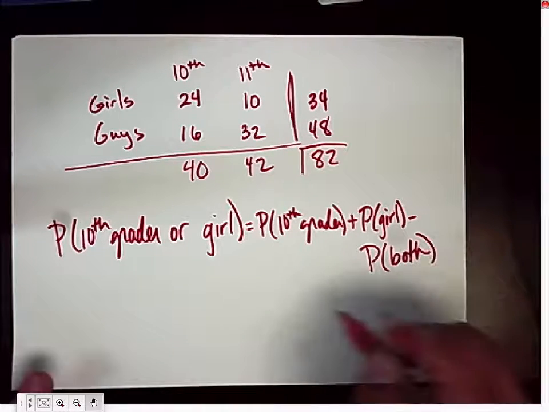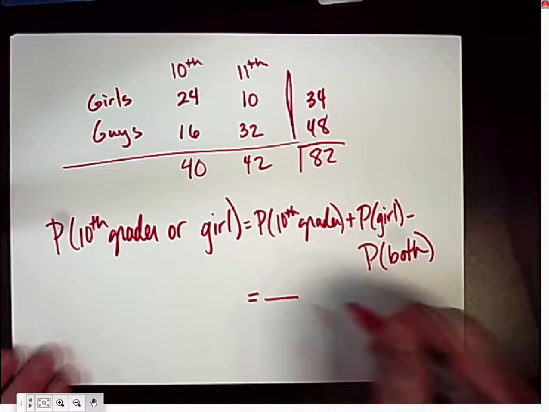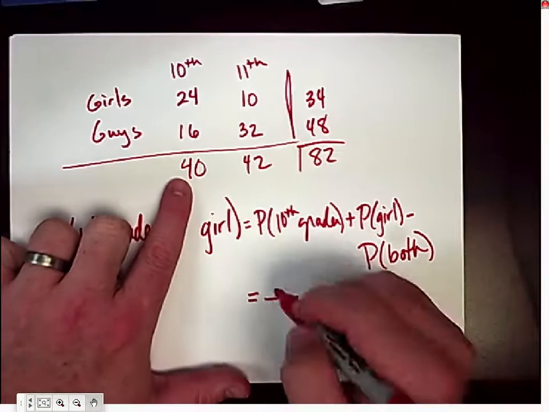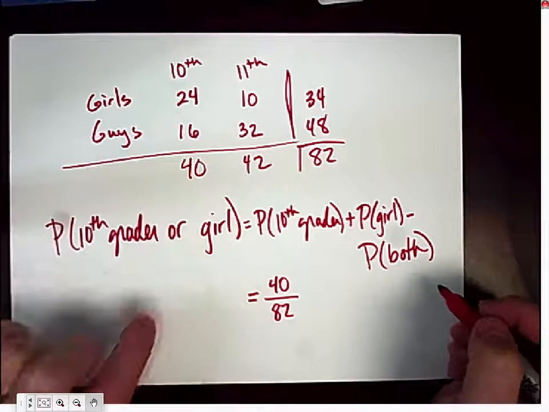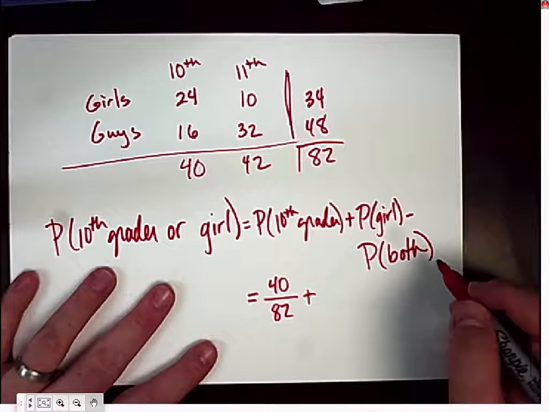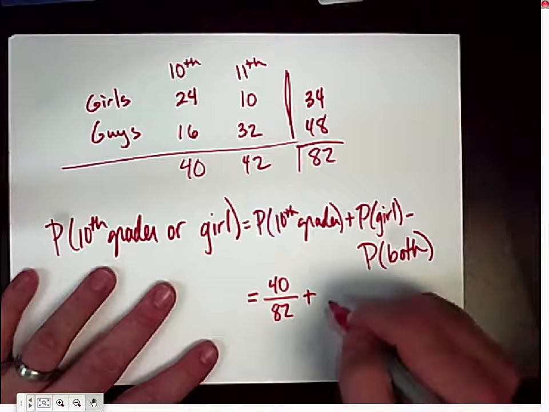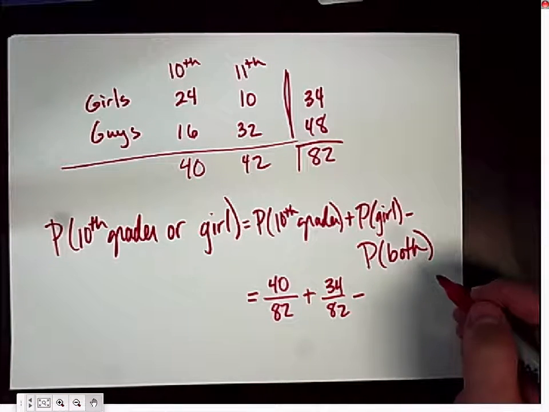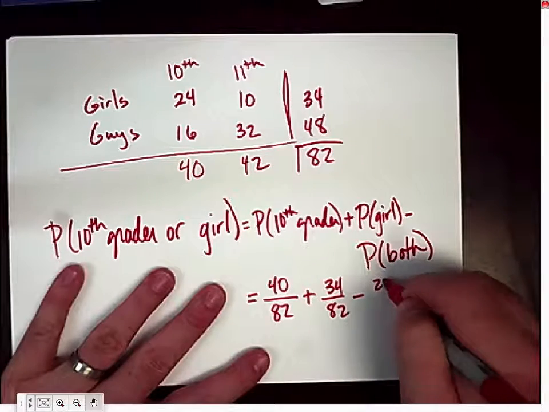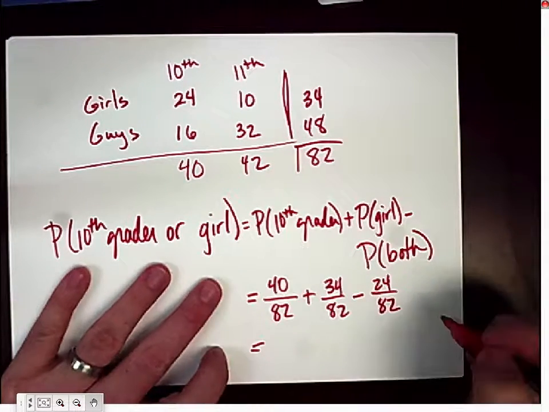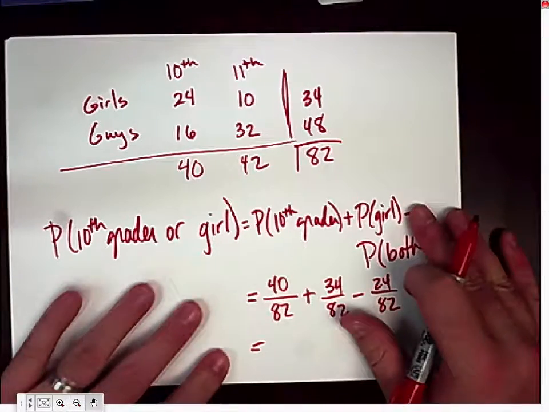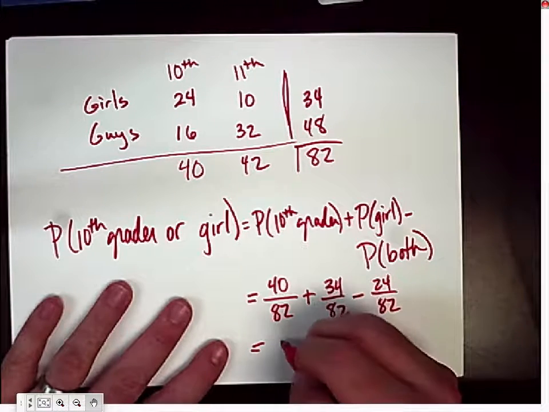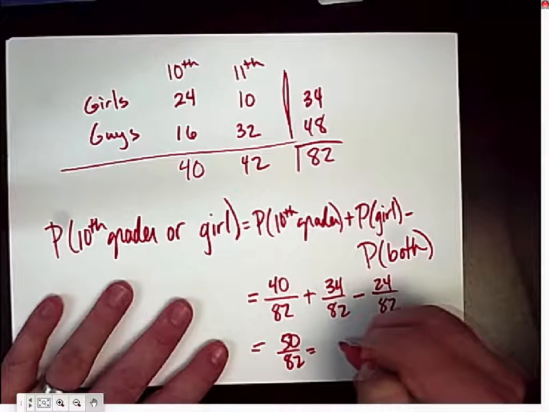Okay? So what's the probability that you pick someone at random and they are a 10th grader? How many 10th graders are there? 40 out of 82. Right? Plus, what's the probability you chose a girl? 34 out of 82. Minus, what's the probability that you chose a 10th grade girl? 24 out of 82. This is more the caliber of question. Okay. So then that becomes 74 minus 24, so 50 out of 82, which is 25 out of 41.